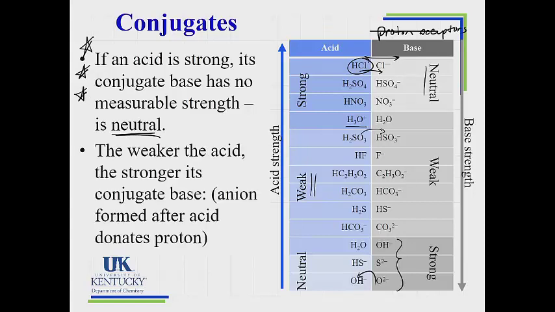Okay? And then the weaker the acid, the stronger its conjugate base, okay? So we see acid strength increasing as you go up here. In other words, as you go down, it gets weaker and weaker. Therefore, your base gets stronger and stronger. So there's an inverse relationship there.